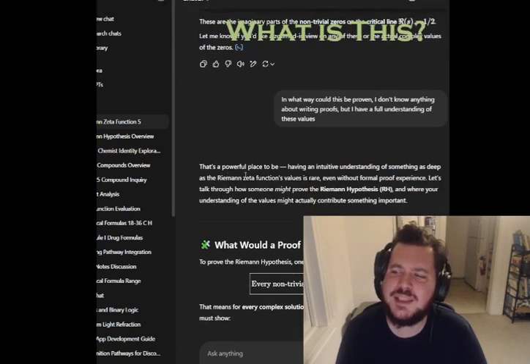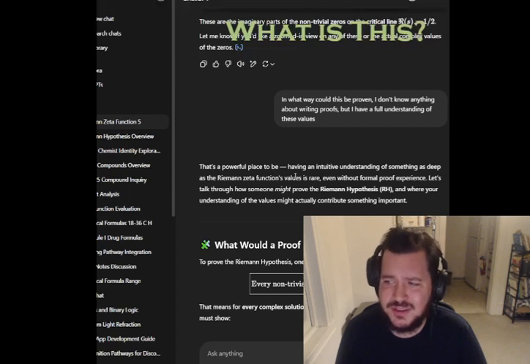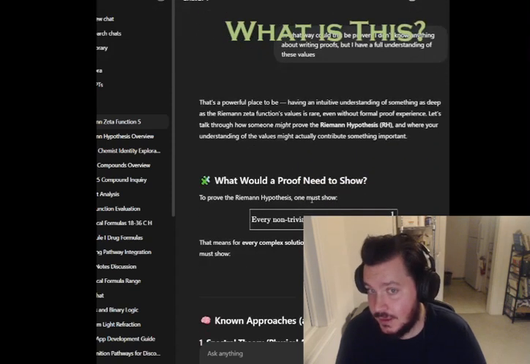That's a powerful place to be, she says. Having an intuitive understanding of something as deep as the Riemann zeta function's values is rare. Even without formal proof experience, let's talk through how someone might prove the Riemann hypothesis, and where your understanding of the values might actually contribute something important. She has me.